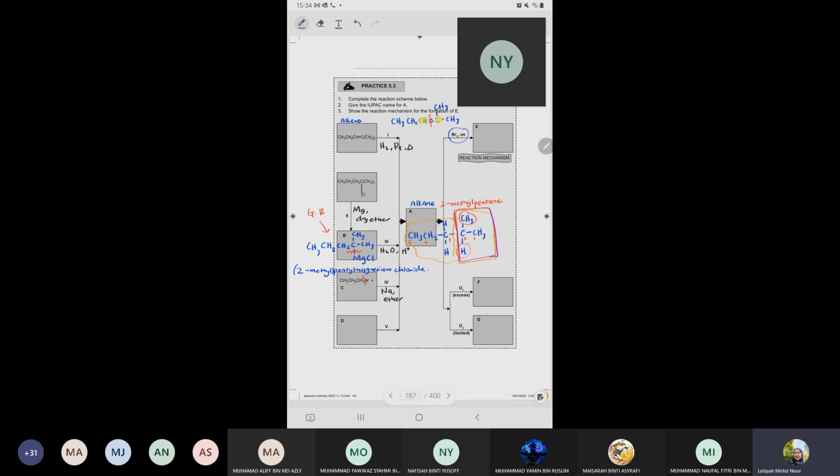So, what will be the next haloalkane? Okay, let's draw. So the next haloalkane, awak tiru je balik structure ni. Kita ada C, ada CH3, ada CH3, ada H. So, awak hanya perlu tambahkan dengan Br. So, dapatlah C. C is actually 2-bromopropane. Get it? Yes, madam. Okay. What is 5? Region 5.